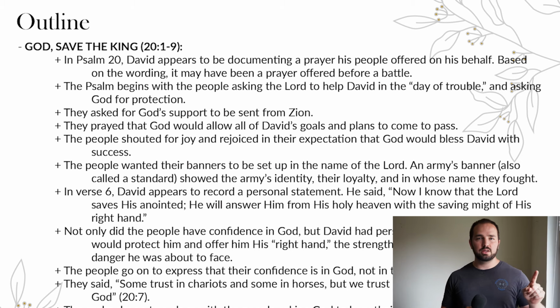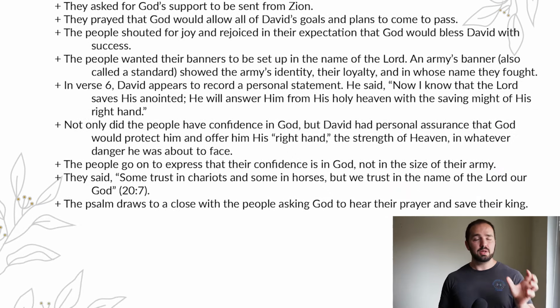Now, as I mentioned in verse 6, and you may have noticed this if you read it, David appears to record a personal statement amongst this larger prayer that his people are praying. He said, quote, "Now I know that the Lord saves his anointed." David was the anointed king of Israel. "He will answer him from his holy heaven with the saving might of his right hand." So we see that it wasn't only the people who put their confidence in God, but David had personal assurance that God would come through, he would give him his right hand, or he would give him the strength of heaven to face whatever danger he had to face on this day of trouble.